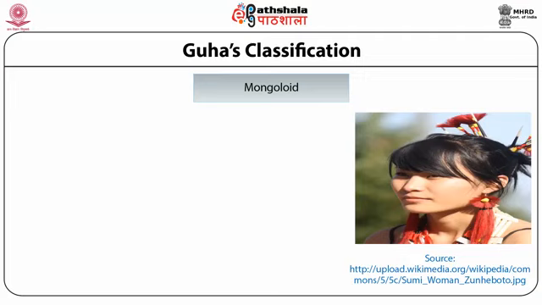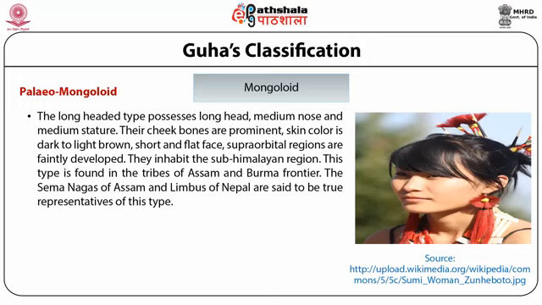The first subtype of Mongoloid is Paleo-Mongoloids. The Paleo-Mongoloids are again subdivided into long-headed type and broad-headed type. The long-headed type possesses a long head, medium nose and medium stature. Their cheekbones are prominent, skin color is dark to light brown, face is short and flat, supraorbital regions are faintly developed, and they inhabit the sub-Himalayan regions. This type is found in the tribes of Assam and Burma frontiers. The Sema Nagas of Assam and Limbus of Nepal are said to be the true representatives of this type.